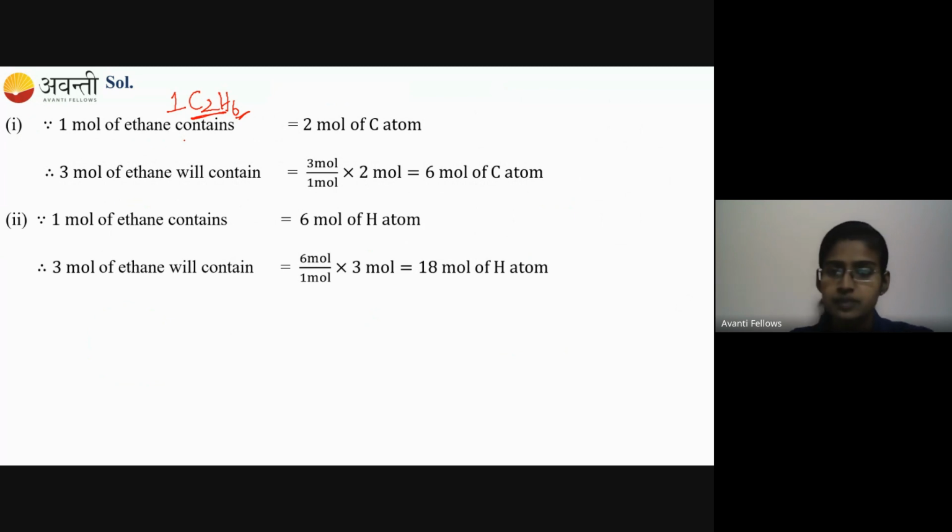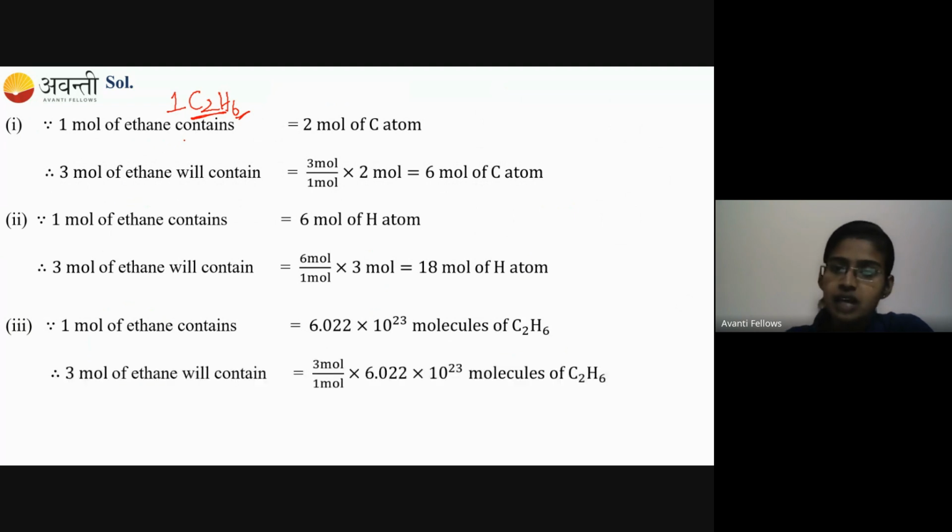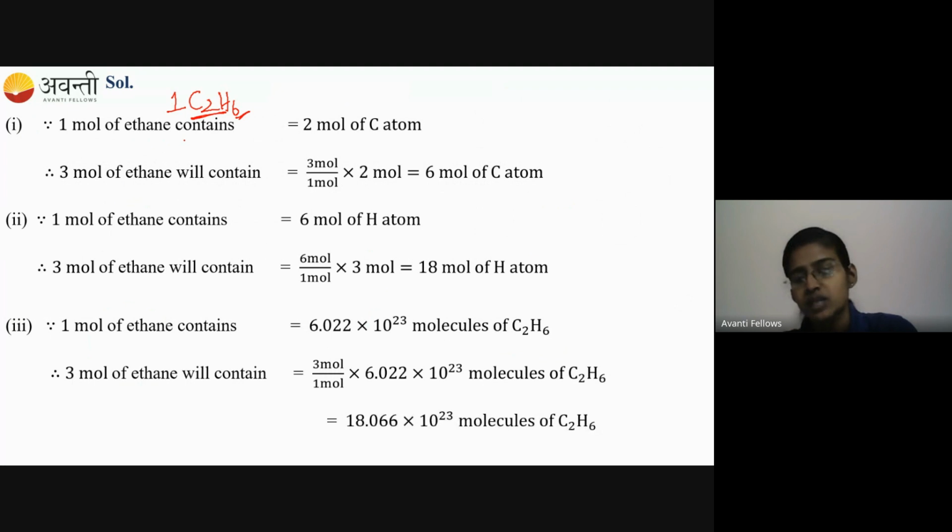Then the last question is we have to find out the number of molecules present in 3 moles of ethane. So 1 mole of ethane contains Avogadro number of molecules of ethane. So 3 moles of ethane will contain 3 into Avogadro number of molecules, which is equal to 18.066 into 10 power 23 molecules of ethane.